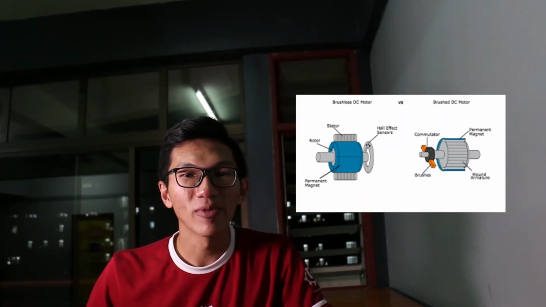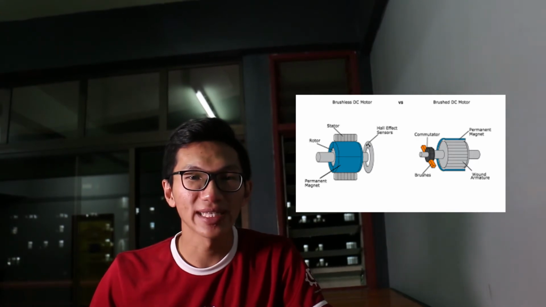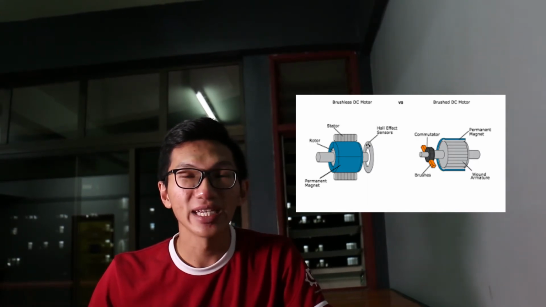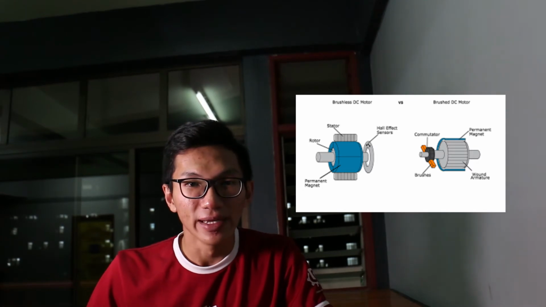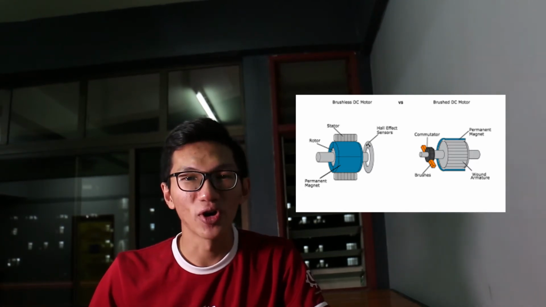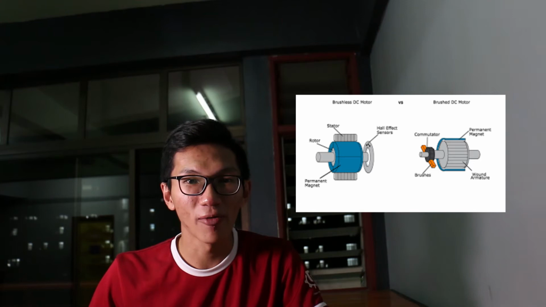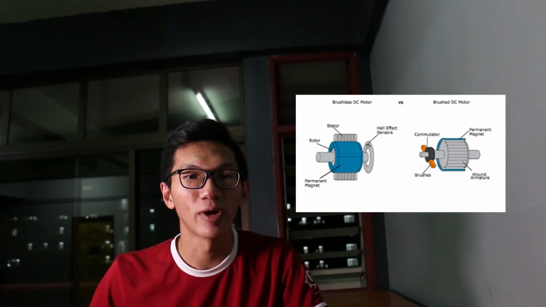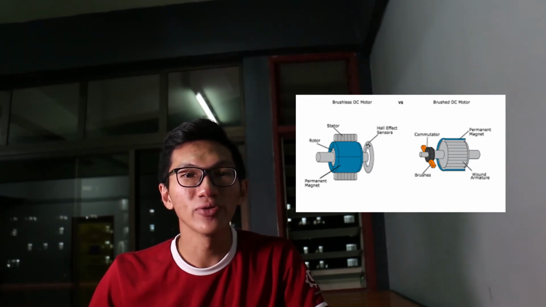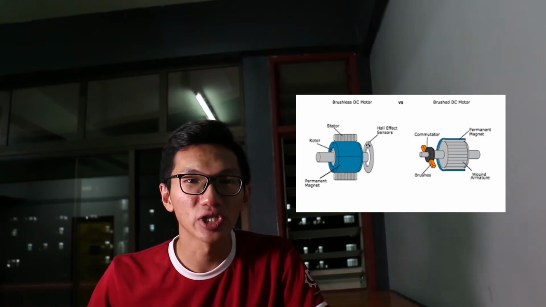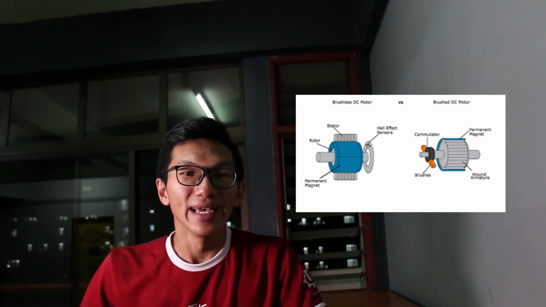At the same time, brushless DC motors are considered more energy efficient than brushed DC motors. This means that for the same input, a brushless DC motor will convert more electrical power into mechanical power than a brush motor, mostly due to the absence of friction from brushes.